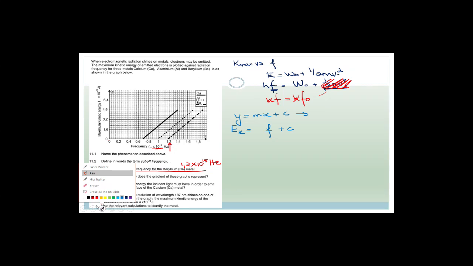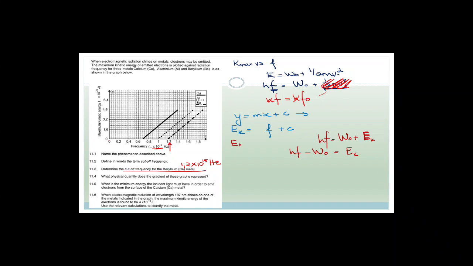Let me help you a little bit to understand this better. Do you agree that normally we have hf is equal to W0 plus kinetic energy, EK? That's our equation. But now if we make EK the subject of the formula, EK is going to be equal to hf minus W0. So if I rewrite this in this form, EK is equal to hf minus W0. Since we've plotted EK versus the frequency, h is your gradient.